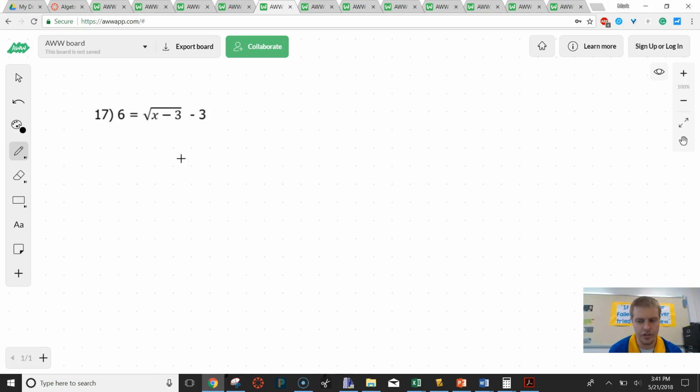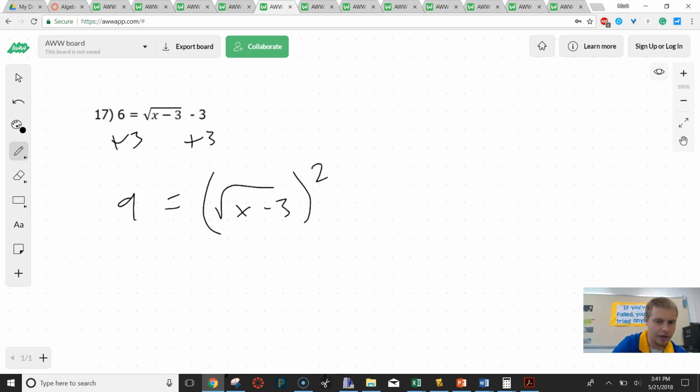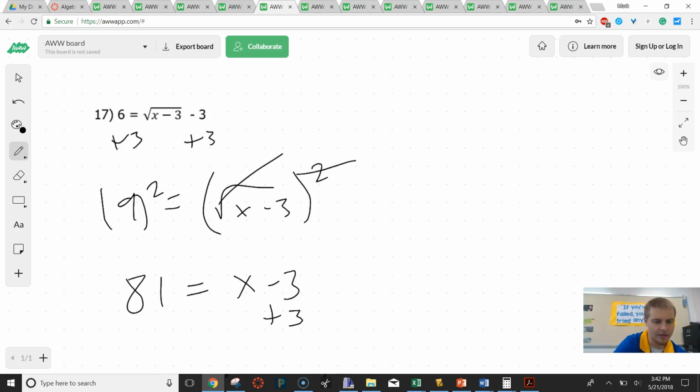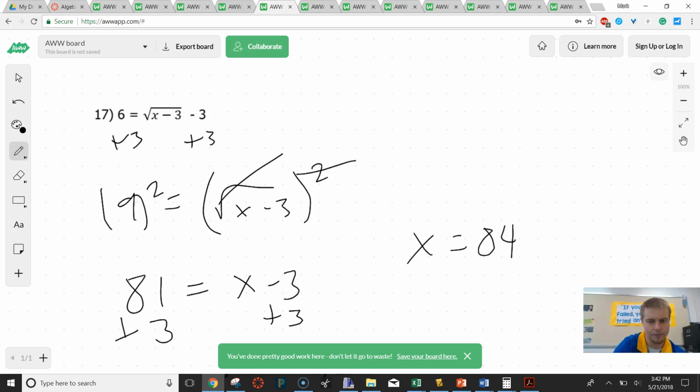We're going to solve this equation, and this is a radical equation. So the first step I'm going to do is get rid of that 3 because it's just sitting over there. I'm going to get 9 is equal to the square root of x minus 3. And then once I have this, I want to get rid of this radical. How you get rid of a radical is you square both sides. That'll cancel with that. I'm going to get 81 equals x minus 3. And I'll add 3 to both sides, and my answer would be x equals 84.